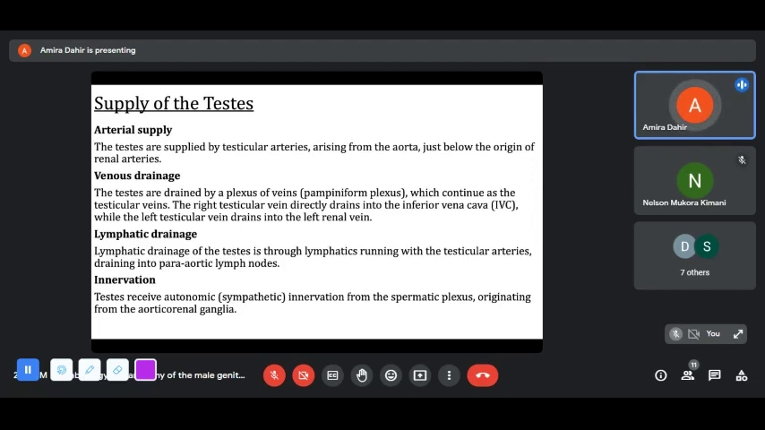As for innervation, the testis receives autonomic sympathetic innervation from the spermatic plexus, originating from the aortorenal ganglia.